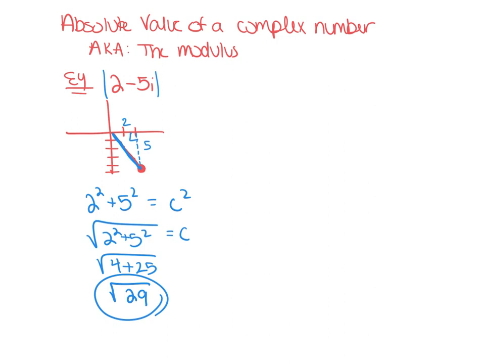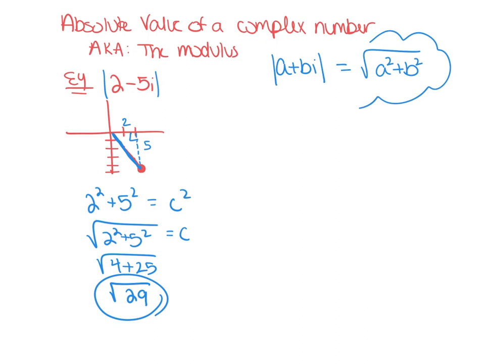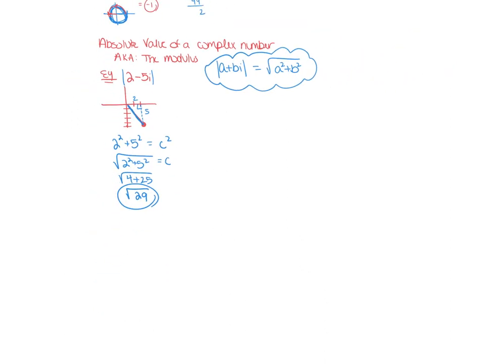Okay, so you can think about it just in terms of the Pythagorean theorem, or you can just think about it if the number is a plus bi, the absolute value of that, the modulus of that, is just the square root of a squared plus b squared. So this is your formula that you're going to take away from this. Okay, we'll do one more of these, and then that'll be it.